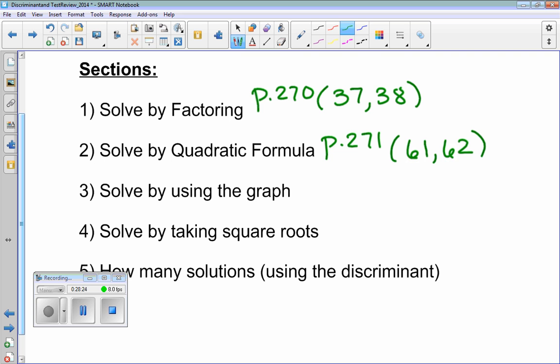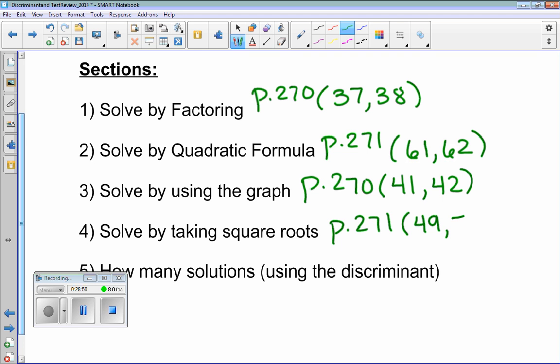All right, number 3, solve by graphing. Okay, so that's going to be on page 270. I want you to do problems 41 and 42. Again, an odd problem and an even problem. Solve by taking square roots. That's going to be on page 271. I want you to do problems 49 and 50.